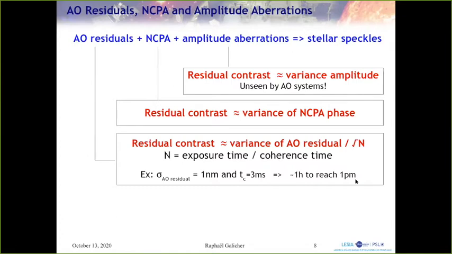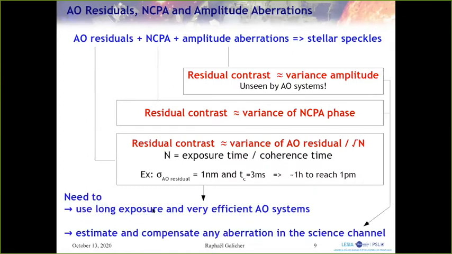So first conclusion, we need to use long exposures and a very efficient AO system before the science instrument, so that this third term will average correctly. And also we need to estimate and compensate any aberrations in the science channel to get rid of the NCPA and the amplitude aberration.